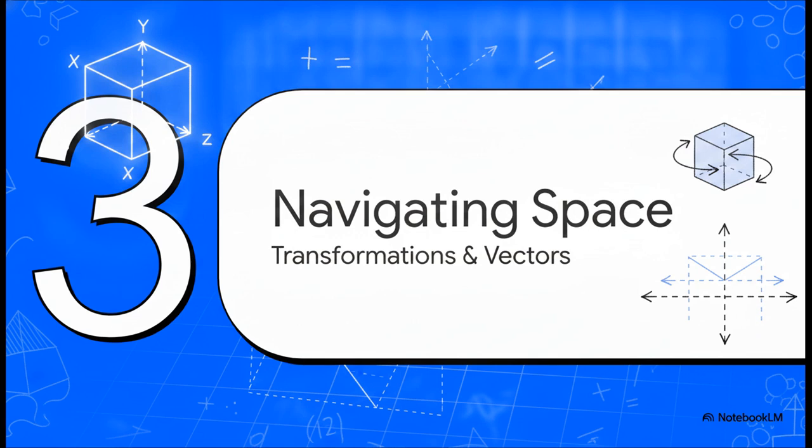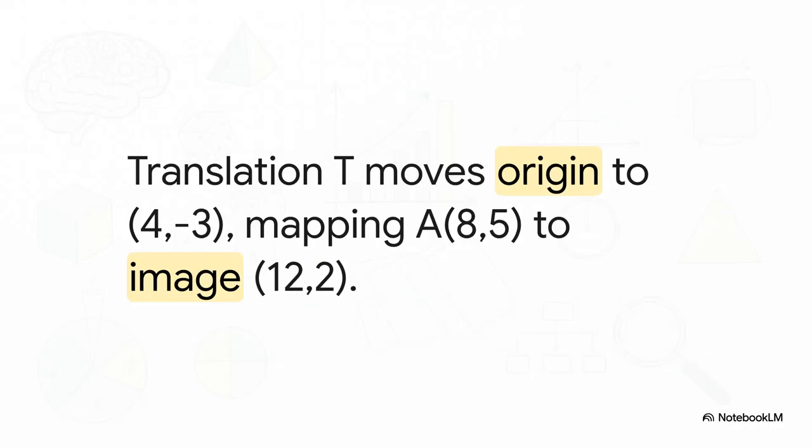All right, on to Section 3, Navigating Space, Transformations and Vectors. Okay, I want you to vividly imagine a massive coordinate plane in your mind. A translation is simply a mathematical rule that physically shifts a point across that space. If translation t takes the origin, (0, 0), and slides it over to the coordinates (4, -3), well, it applies that exact same movement to every single point. So point A, originally sitting at (8, 5), gets seamlessly mapped to its new image at (12, 2). It's pure spatial movement completely defined by numbers.